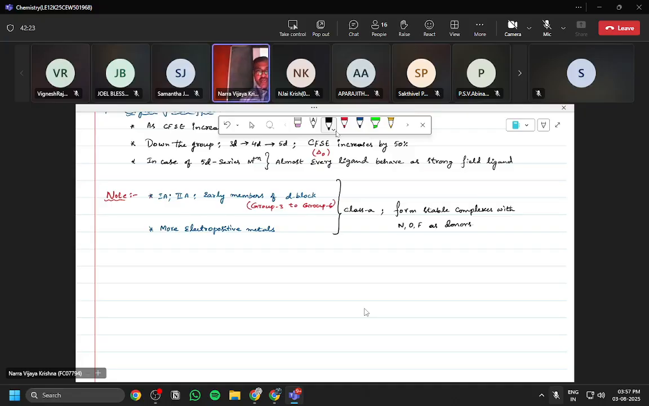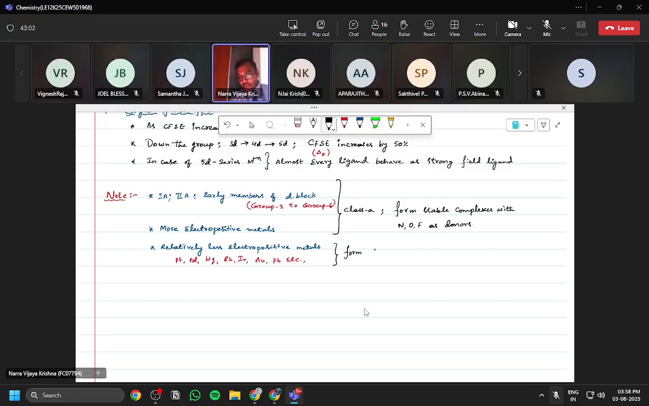Right? If you take relatively less electropositive metals, for example, platinum, palladium, mercury, rhodium, iridium, gold, lead, etc., which are of larger size, we call them as class B.